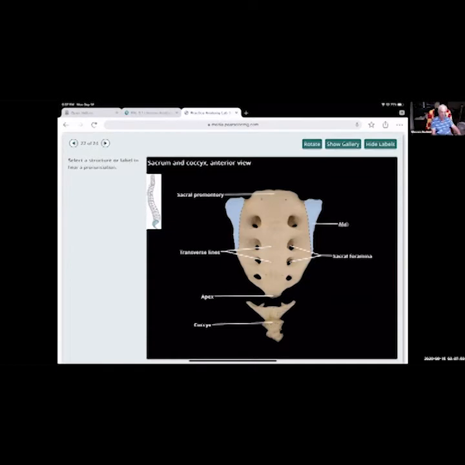You have the sacral foramina. Okay? So you have transverse lines, which run across between the sacral foramina. And you have the apex, which is the tip here. And then you have the coccyx, which is your tailbone.